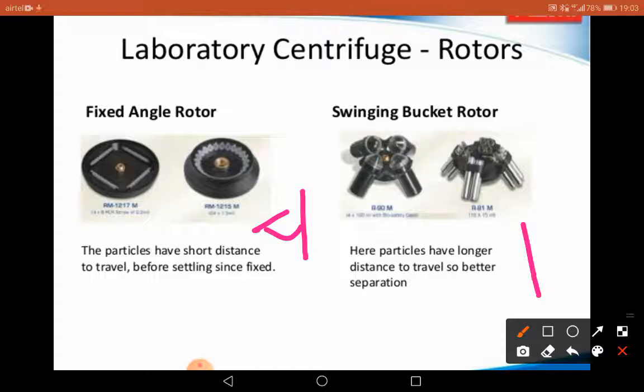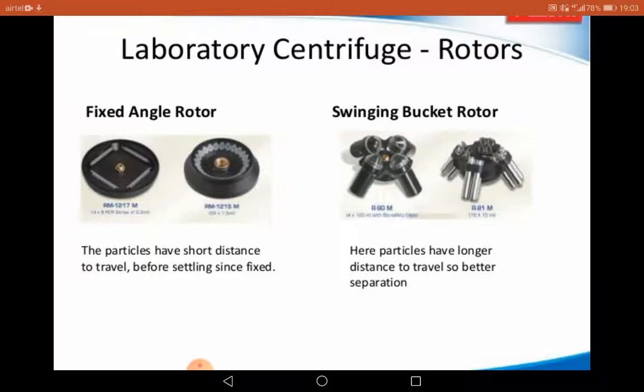These rotors have flexibility, they can move like this, hence we call them swinging. Now they are in this position, say at 45 degrees, they can go up to 80 or 90 degrees, so they can swing like a swing, how children play. So they have a longer distance to swing, a longer angle they can create, and the separation is better.